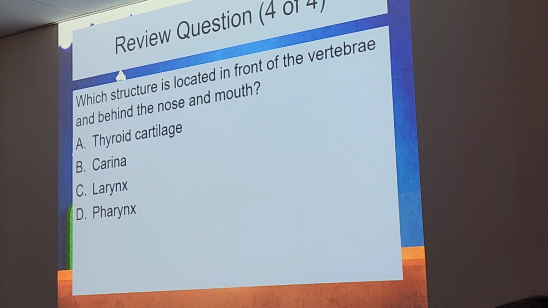Because it's the nose and the mouth, that's fine. If it was only the nose, it would be the pharynx. If it was the mouth, it would be the larynx. Correct. How about those keywords, guys? Keywords: nose and mouth. Nose and mouth have to do with the pharynx. So it can't be thyroid cartilage because that's right here in front, the larynx. And it can't be carina because that's all the way down, leading to your lungs. And it can't be C because it's also right in front. So it has to be D.